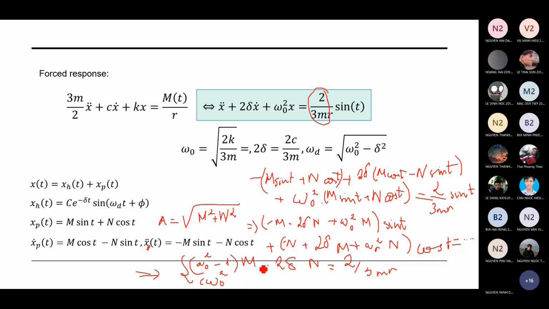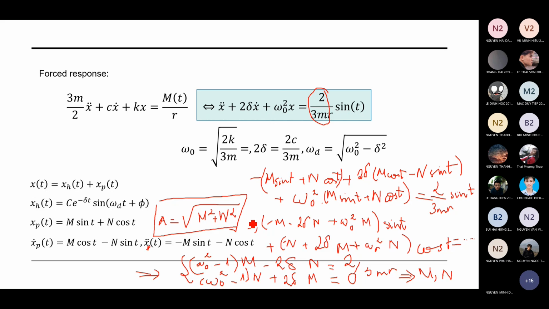And the second one is omega 0 squared minus 1, times N, plus 2 delta M, and it is equal to 0. This is the parameter that is multiplied with the cosine. So you have the system of equations with the two parameters M and N, and please give me the answer for M and N here. And you will have the amplitude of the steady state of the force vibration.